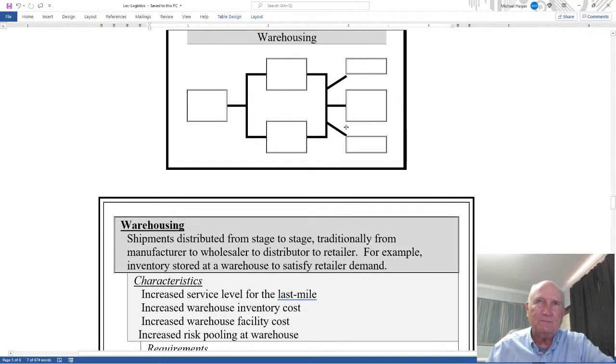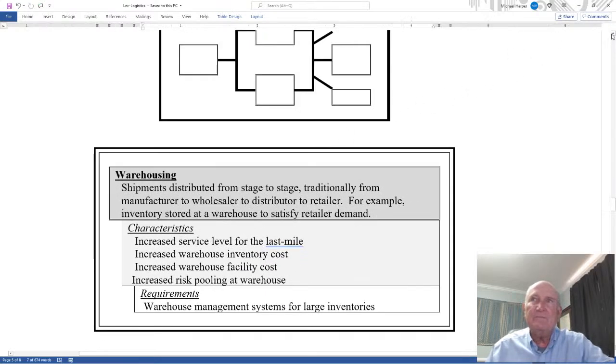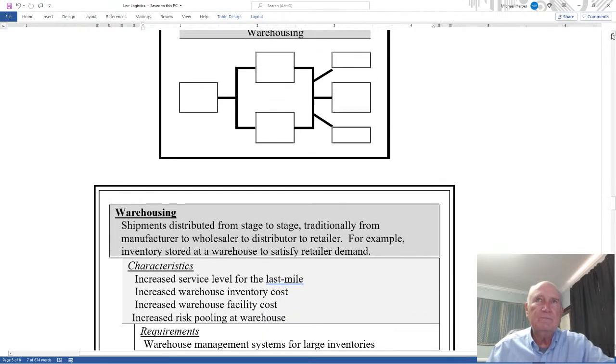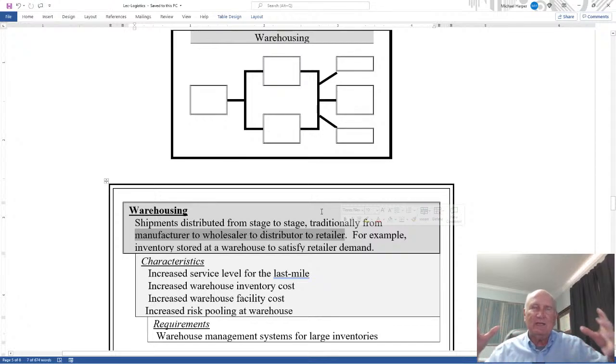This is traditional warehousing. In traditional warehousing, shipments are distributed from stage to stage, traditionally from manufacturer to wholesaler, distributor to retailer. For example, inventory is stored in a warehouse to satisfy retailer demand. Notice I say manufacturer to wholesaler to distributor to retailer. You can have multiple stages, but you're warehousing at every stage to satisfy the downstream demand. So this is the traditional type of stage to stage shipment and configuration.